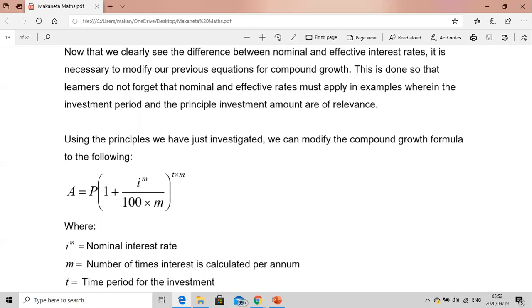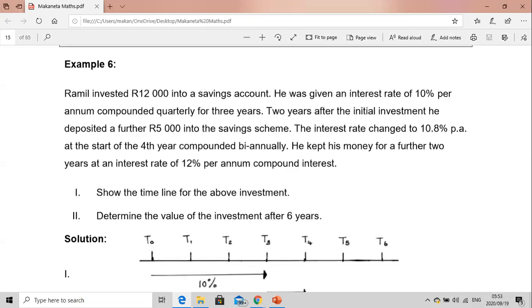That is the time period. And of course, this is what we have done now. Now, the next example looks at the investment which is done for a number of years as well. You can see that the investment of 12,000 rands was made into the savings account where the interest rate of 10% per annum compounded quarterly for 3 years.